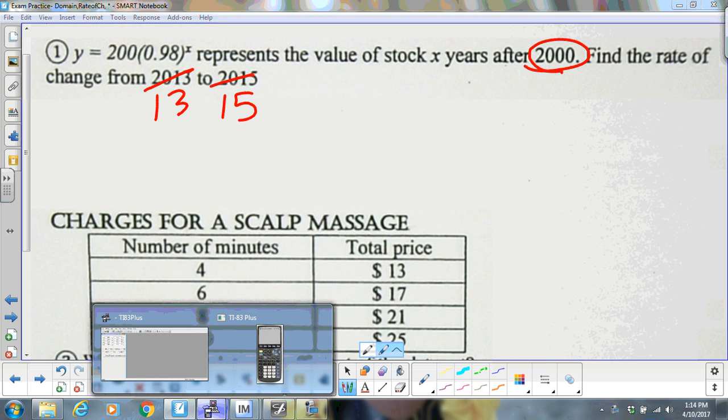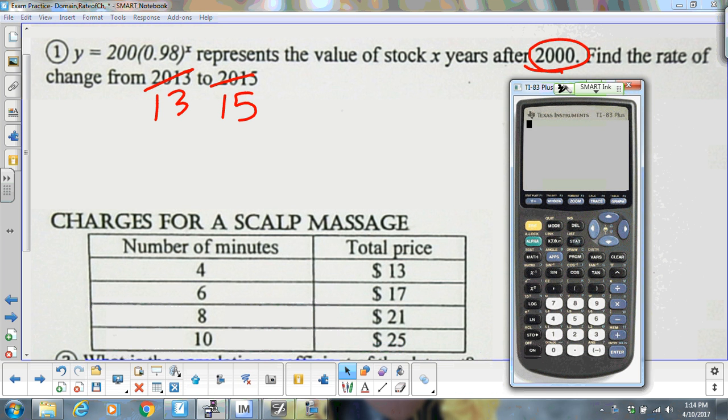Whenever I put this into my calculator, into my stat edit, my L1 is going to be 13 and 15. Remember to get your L2, you just take your equation. So 200 times 0.98 to the 13th, and then 200 times 0.98 to the 15th. Then to get the rate of change, we just hit stat calc, enter, and our rate of change is our A, or negative 3.05.